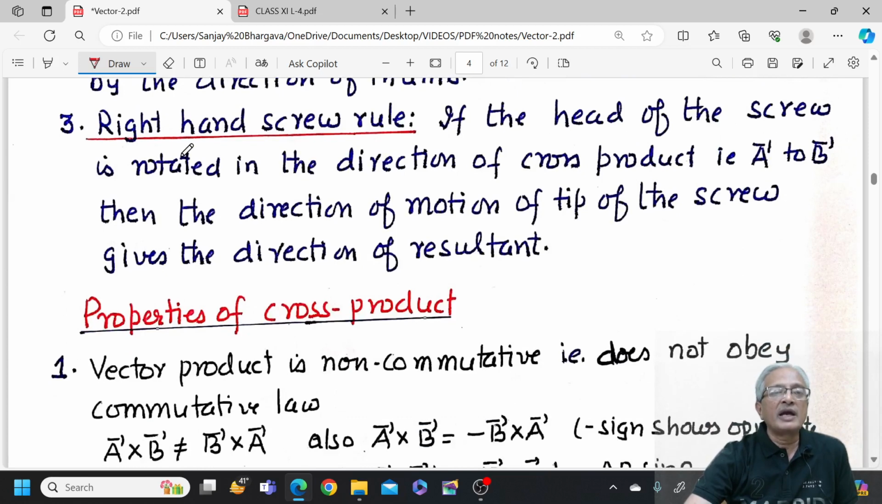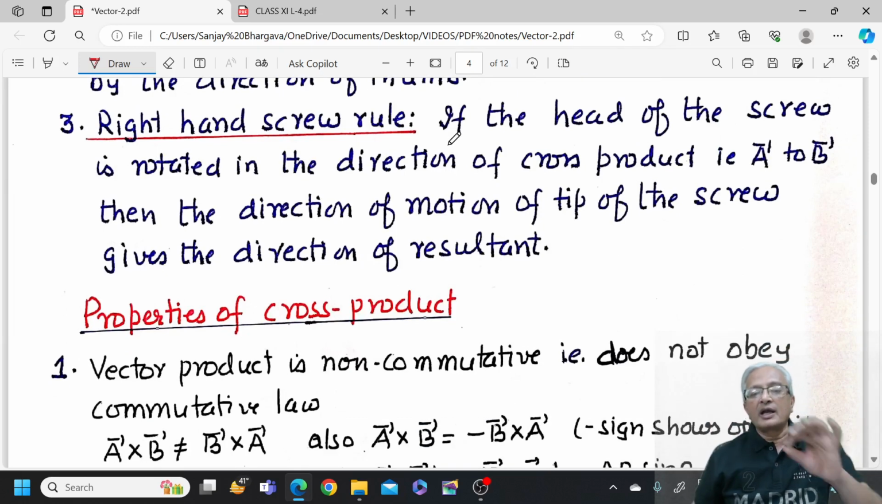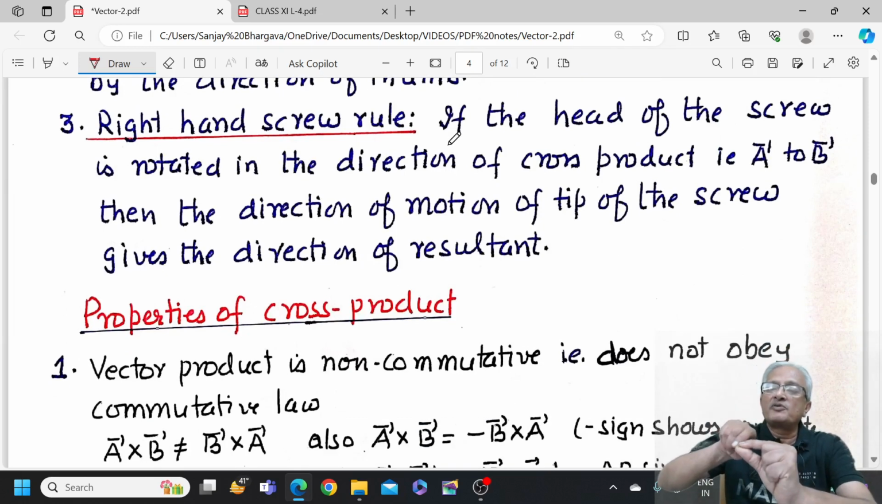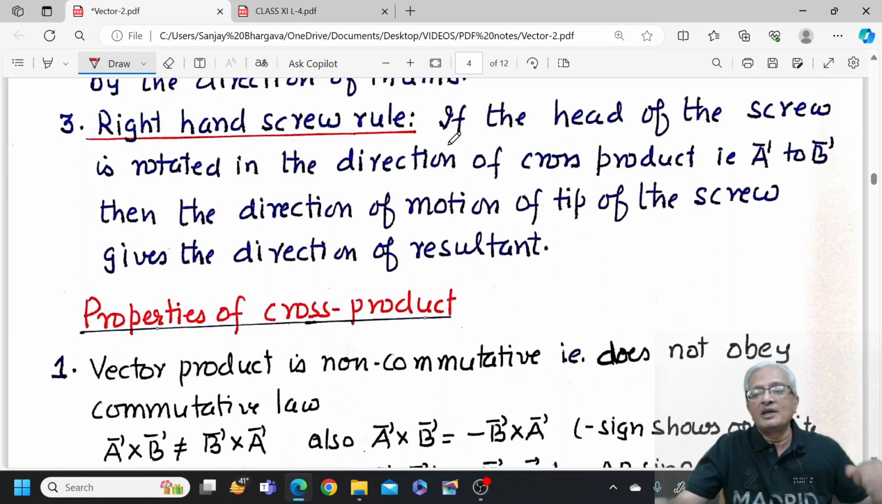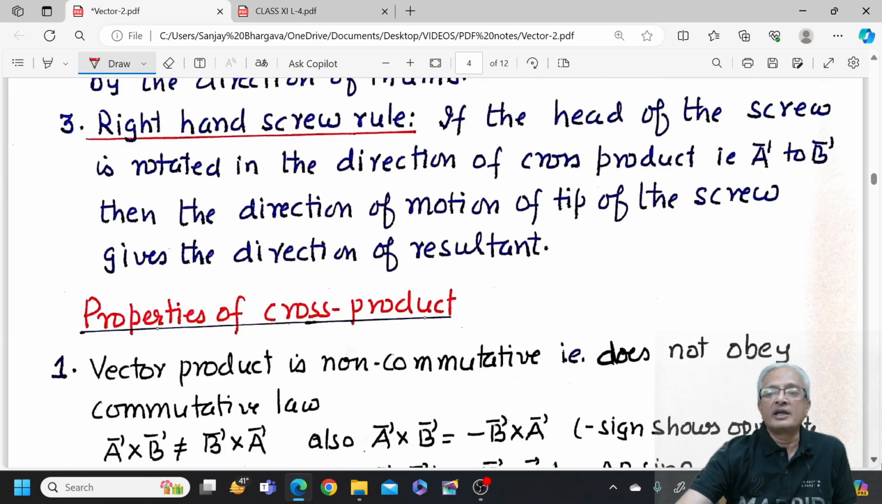Then we have the right hand screw rule. What does it say? If the head of the screw is rotated in the direction of the cross product, like I hold the screw like this, with the help of a screwdriver I am rotating it in the direction of the cross product, then whatever is the direction of motion of the tip of the screw will provide me the direction of the resultant. Remember, you have to rotate the screw with the help of a screwdriver in the direction of the cross product. Then the direction of motion of the tip of the screw will provide me the direction of the resultant.